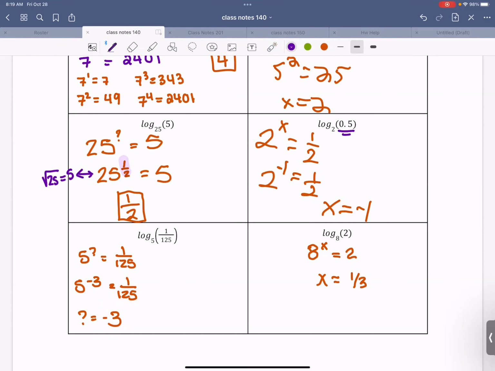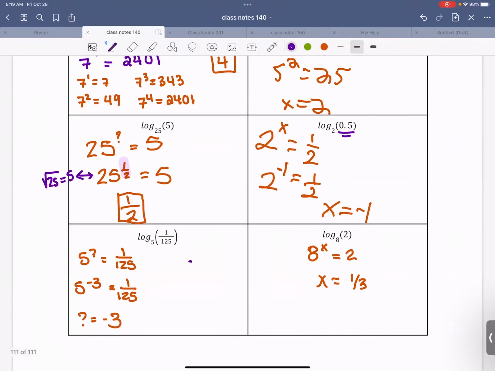Perfect. And I like how Yas said, okay, I know that 5 cubed is 125. That means that 5 to the negative 3 would be the inverse of that, or 1 over that. So that's a good way to figure out what it is if the fraction isn't just like 1 over that number or anything like that. Any question on this one?